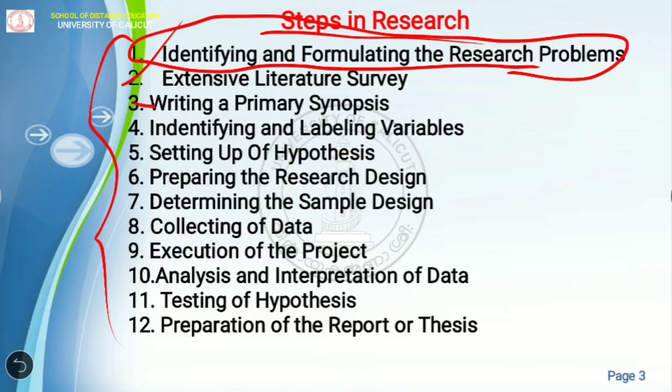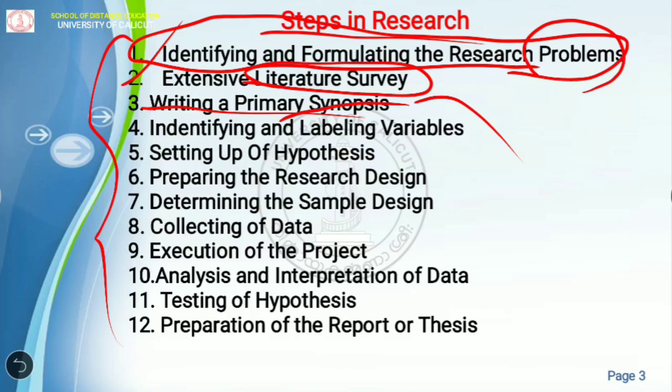Then we will write a preliminary, or primary, synopsis. Synopsis means an outline of our topic. So based on problem formulation and literature survey, we will get some idea where we have to research and what area we have to conduct, and a lot of points will be analyzed. So based on this we will get an idea. So the third step, we have to write the synopsis.